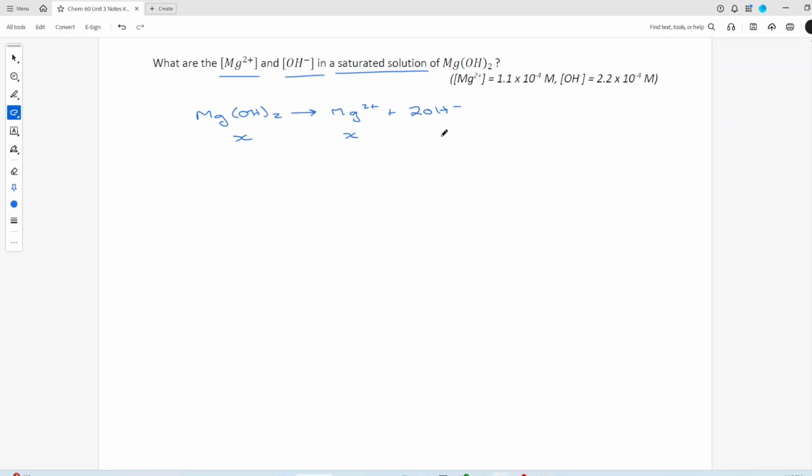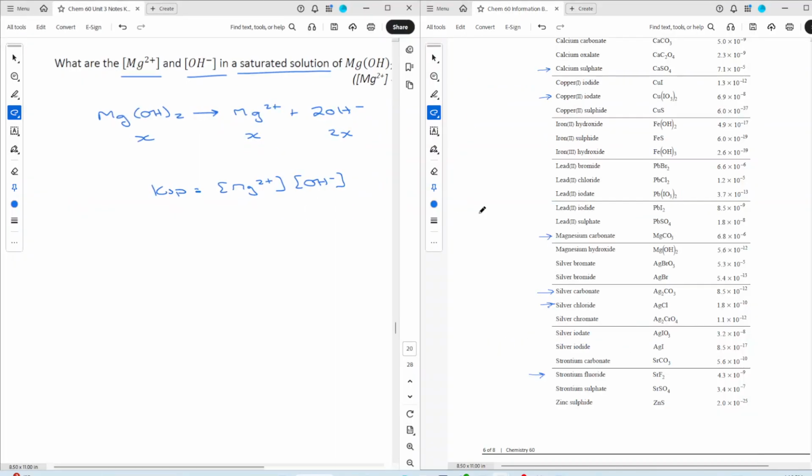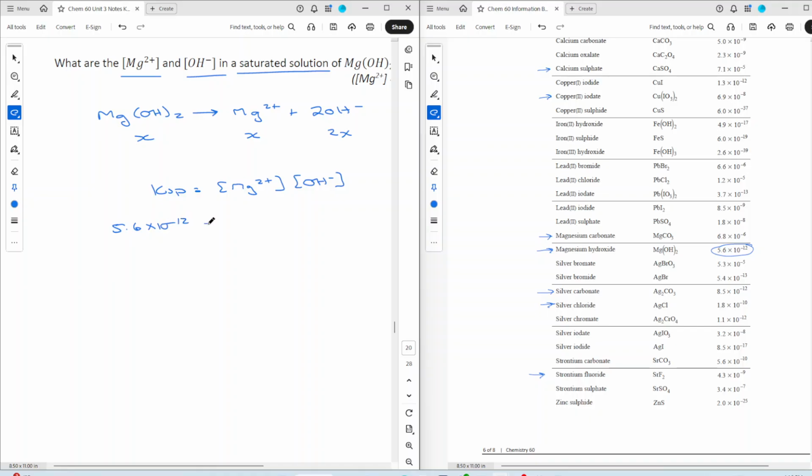I can even know right away that this is going to be my molar ratio. My KSP expression is going to be the magnesium times the hydroxide squared. So then I have to look up the KSP. So magnesium hydroxide is going to be 5.6 times 10 to the negative 12. And that's going to equal X, whoops, I forgot my squared, times 2X squared, which is again going to give me 5.6 times 10 to the negative 12 is going to equal 4x cubed.